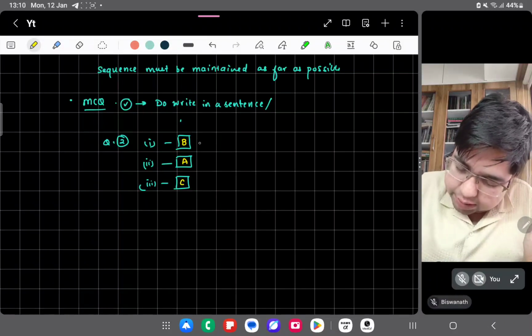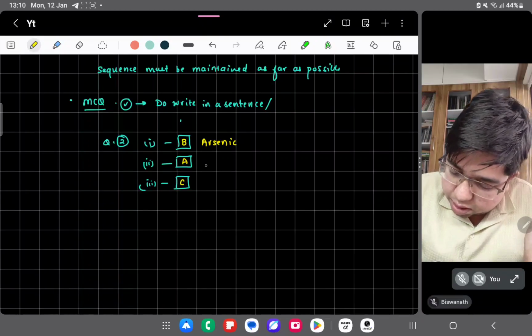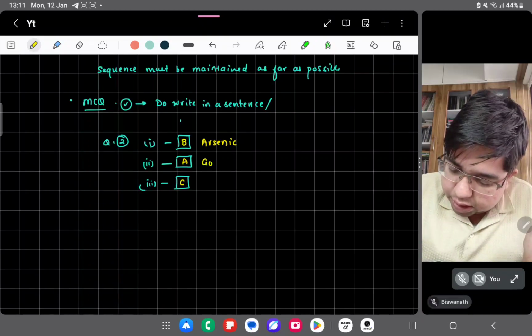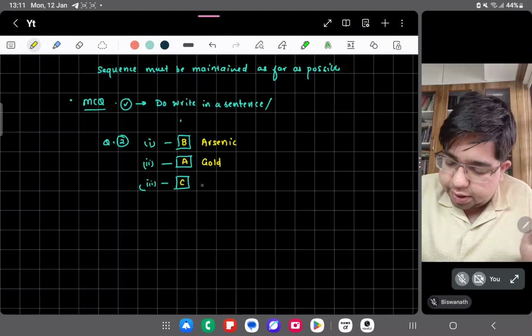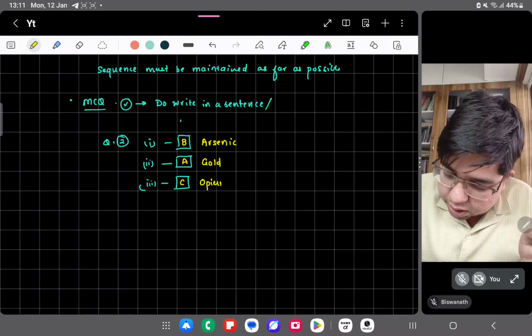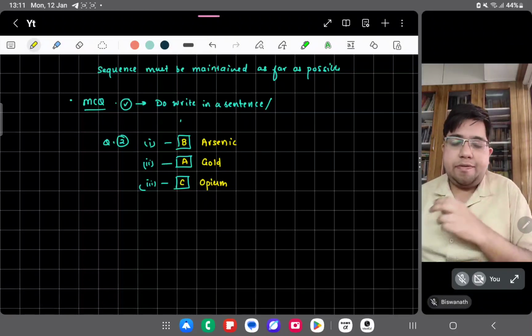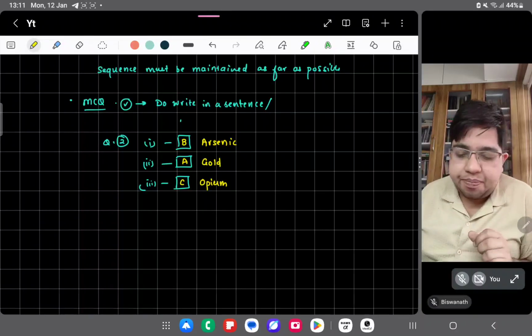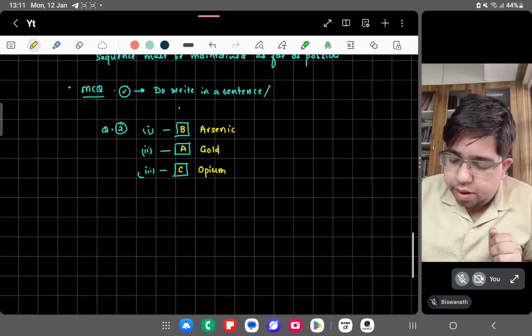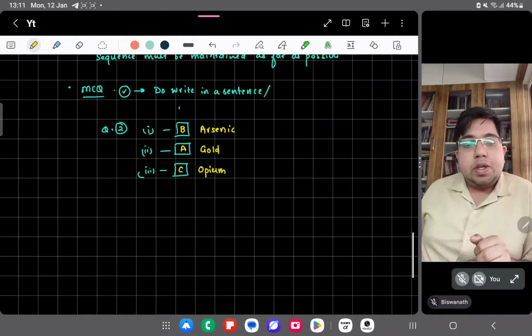Let's say B, A, C. Let's say the answer of question 1 is arsenic. The answer of question 2 is, let's say, gold. The answer of question 3 is, let's say, opium. You just write the options if a full sentence isn't possible. That's a trick. So that is the thing.